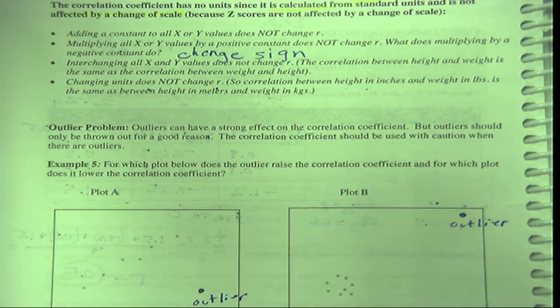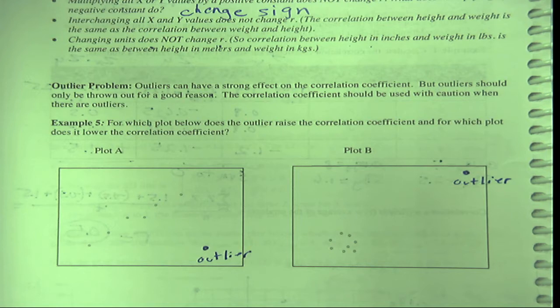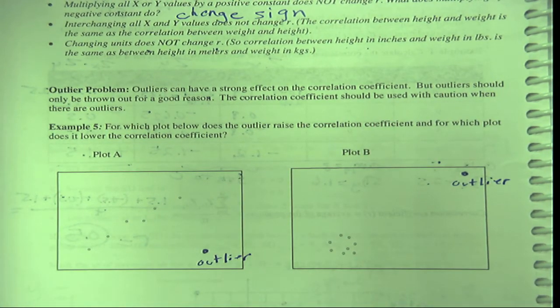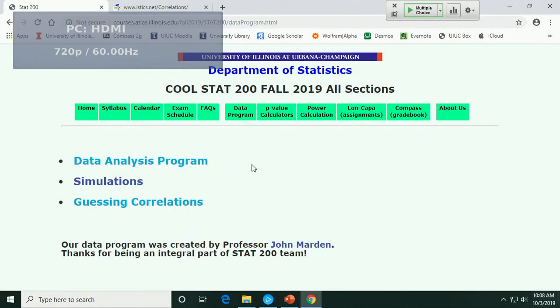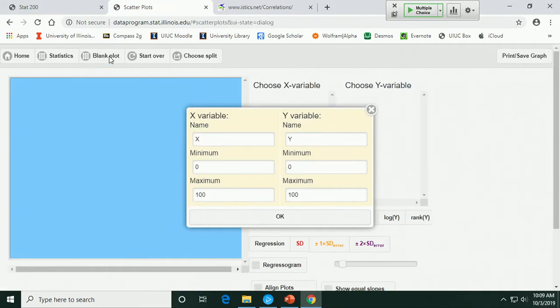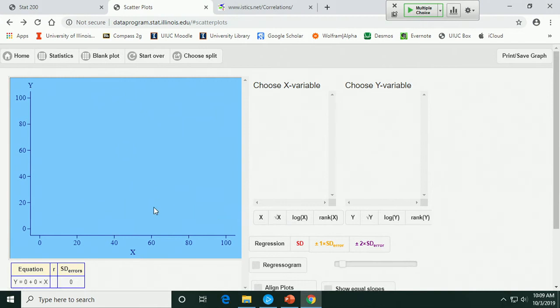Okay, let's get back to this. Let's look at some data here. Let's draw these scatter plots. We could do a clicker on looking at some data. So let's see, what should we do here? A scatter plot. Let's do a blank plot, and I'll draw that one.